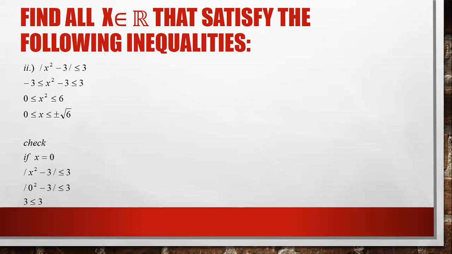So again, we will use API, the addition property of inequalities. We will move this constant number to the left side and to the right side. So we have x squared greater than or equal to 0. Why does it become 0? Because negative 3 plus 3 is equal to 0. And to the right side, we have 6. Why? Because 3 plus 3 is equal to 6. So we have this kind of form right now: x squared is greater than or equal to 0 and x squared is less than or equal to 6.